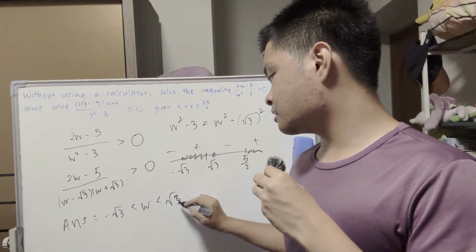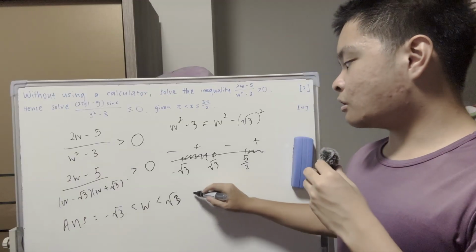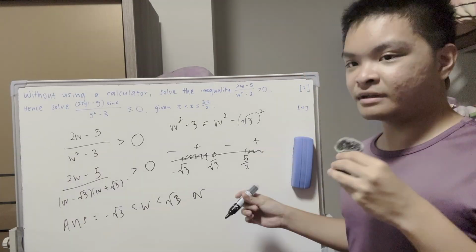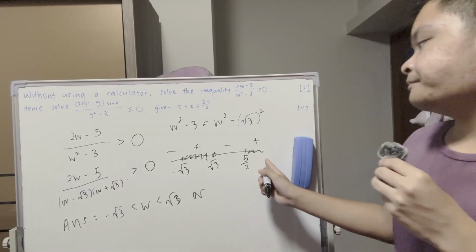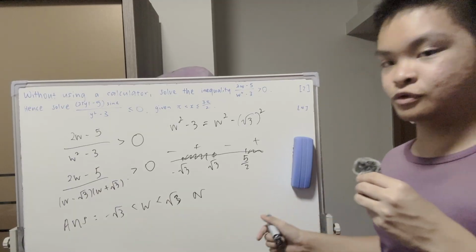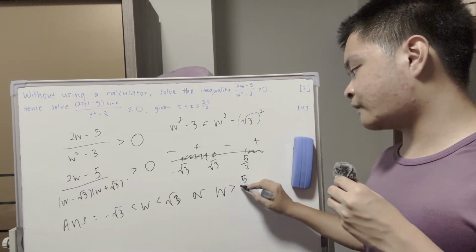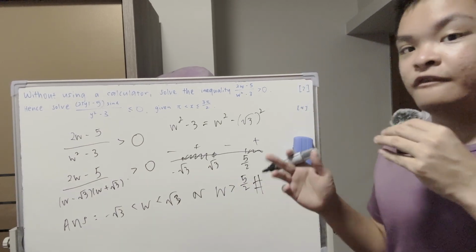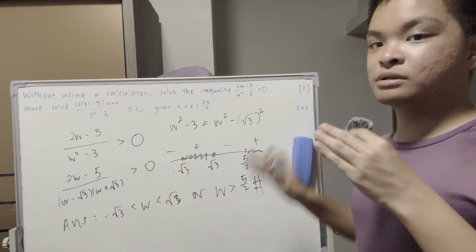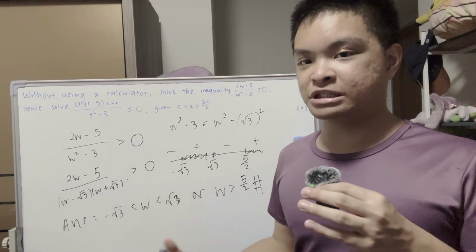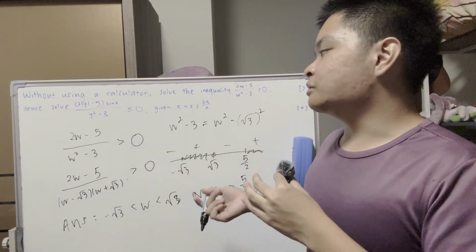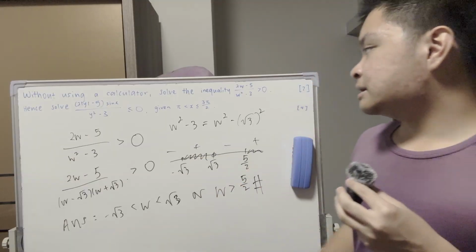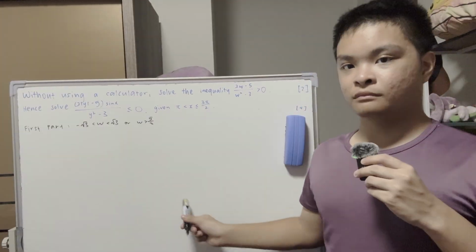That is one possible outcome. Or another possible outcome is if my w is actually more than 5 over 2. So w is more than 5 over 2, and this is the answer. So the first part is worth 2 marks. I would say it's a pretty standard question. It's just testing you on whether you even know what this chapter is. Okay, so let's move on to the second part.